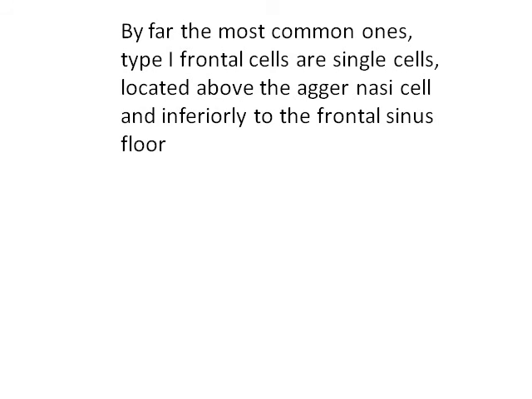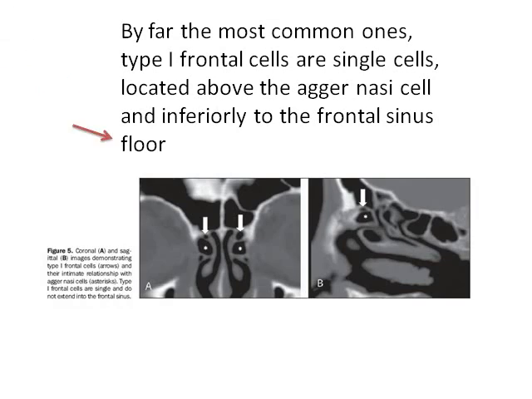Type 1. These are the most common. They are single and located above the agger nasi cell and inferior to the frontal sinus floor. This is the agger nasi, and this is the type 1 single cell above the agger nasi, inferior to the frontal sinus floor, type 1.